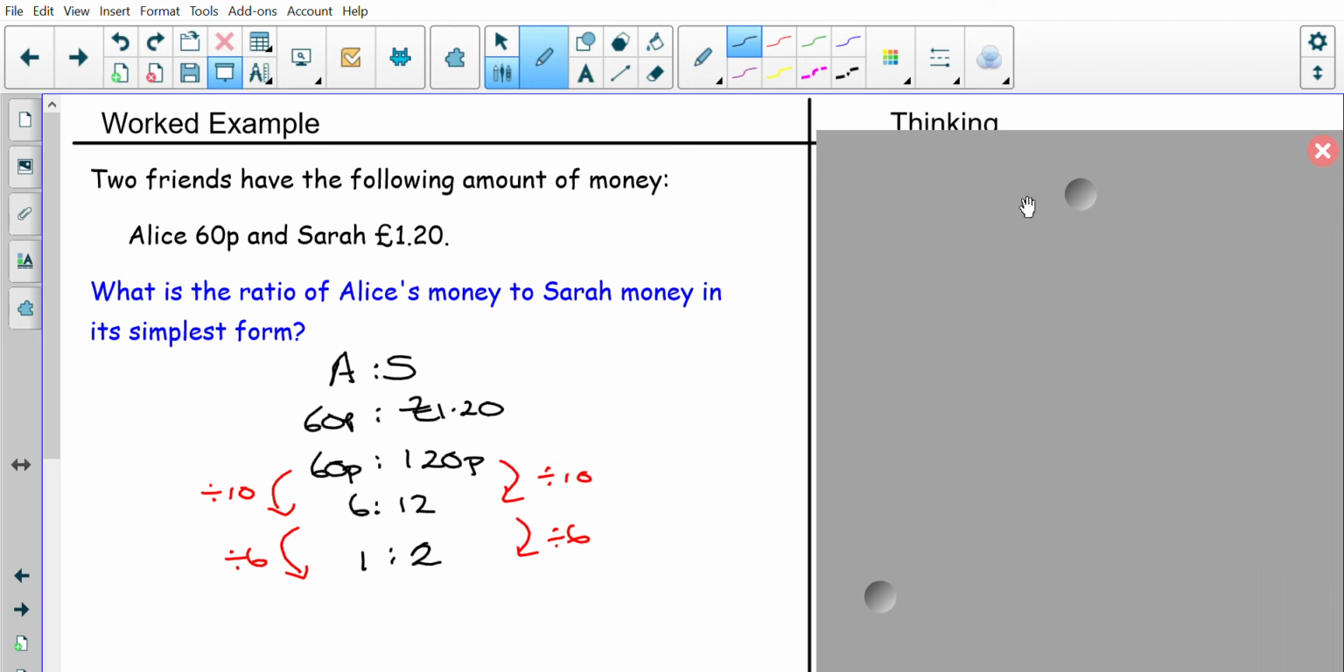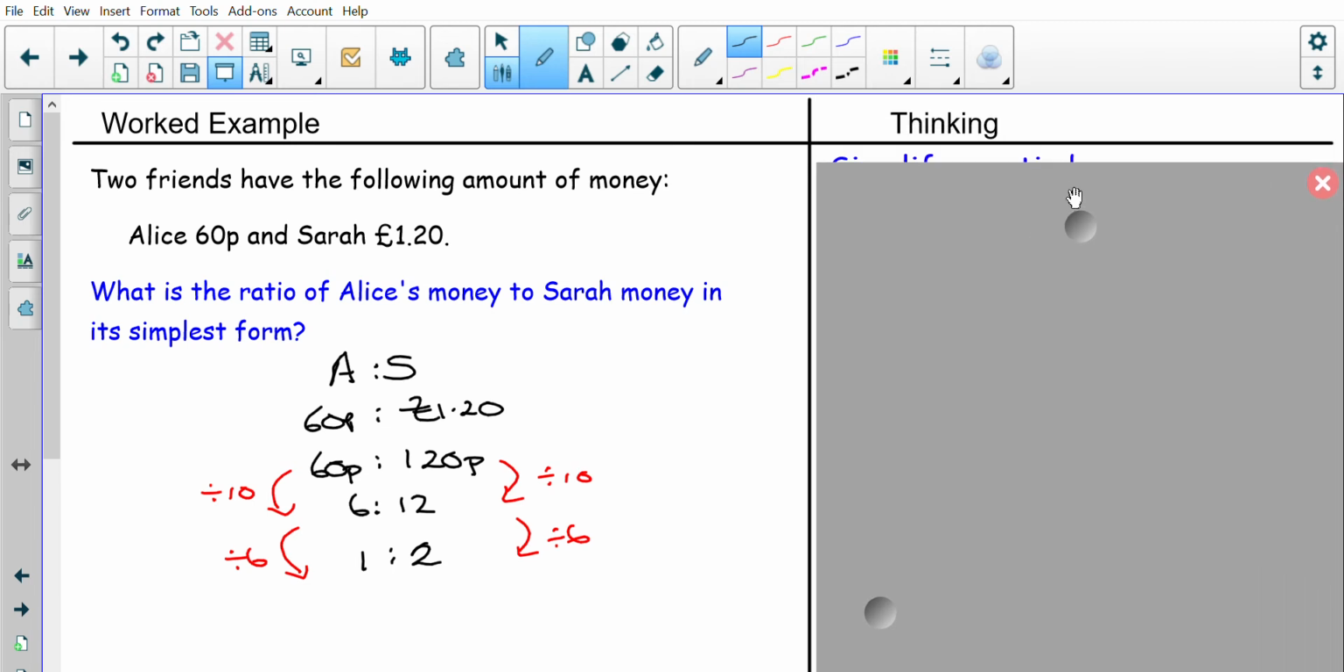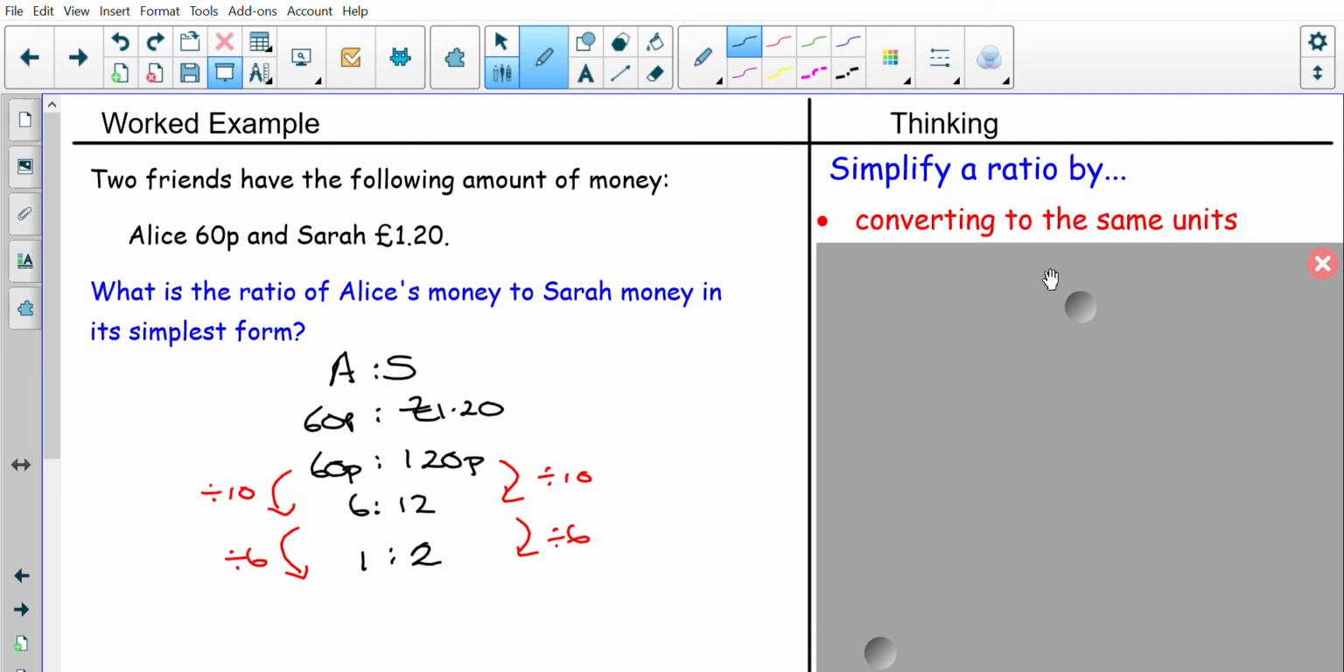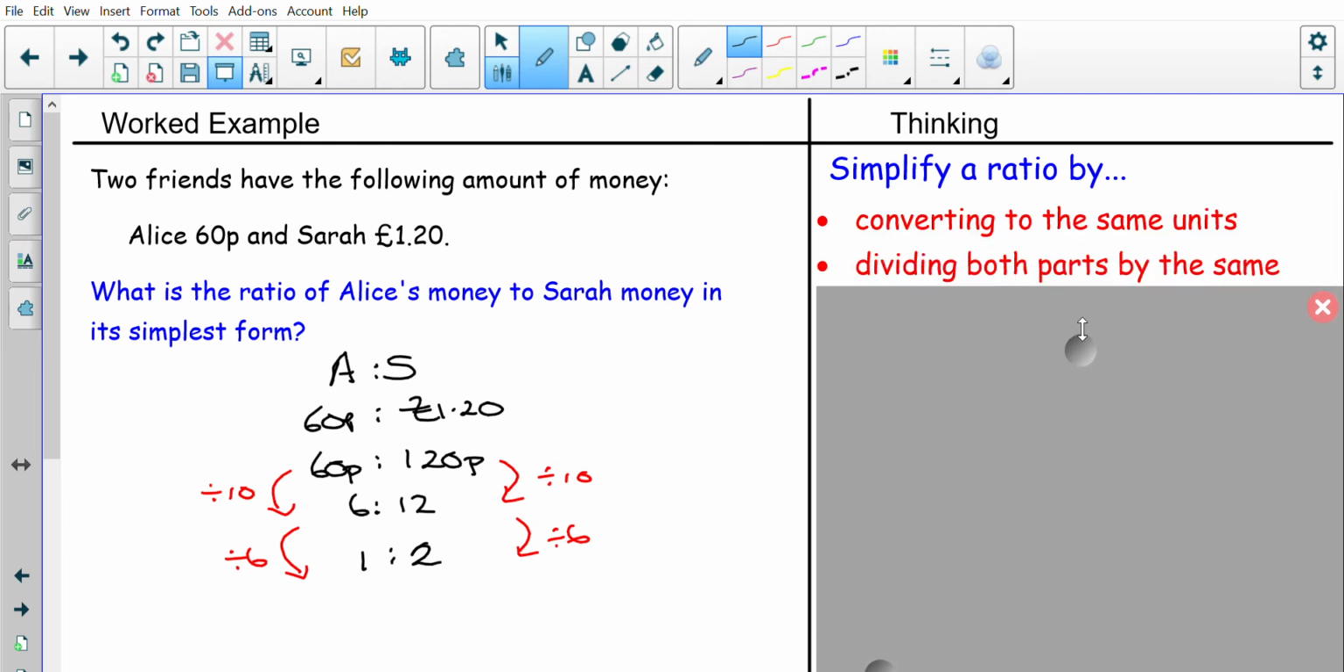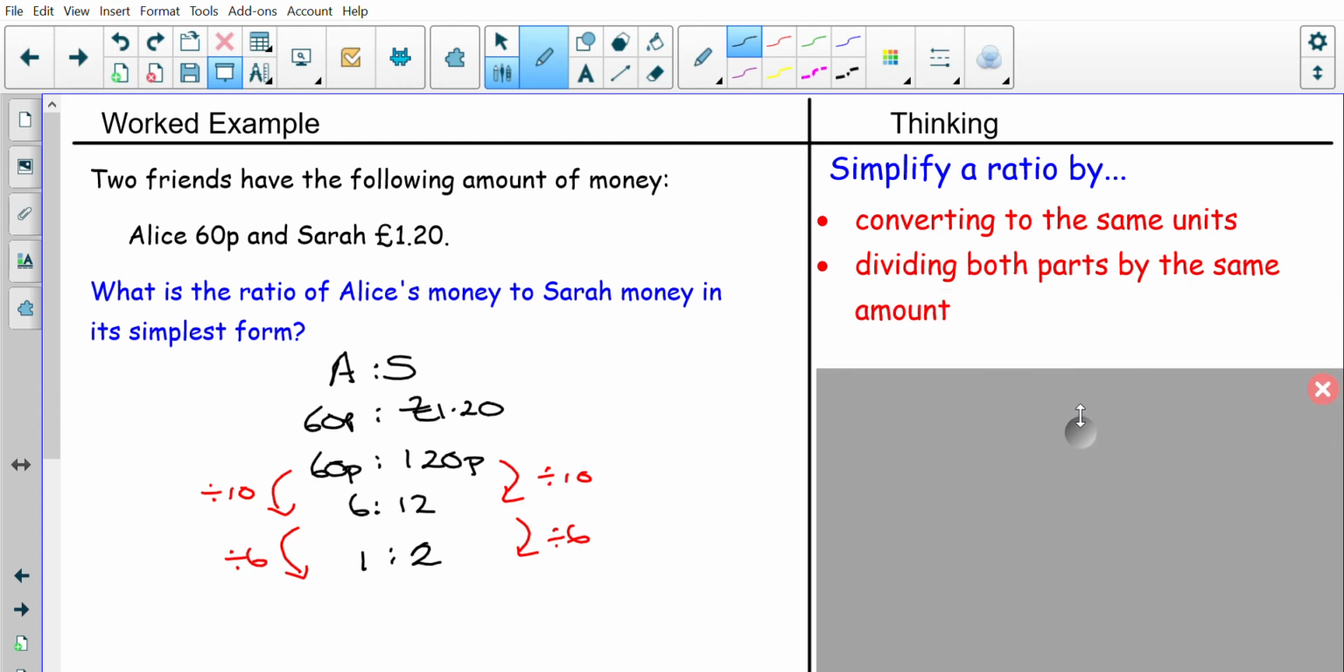So for our thinking questions here, not so much questions but just things to think about, we simplify a ratio by first of all converting to the same units, and secondly dividing both parts of the ratio by the same amount.